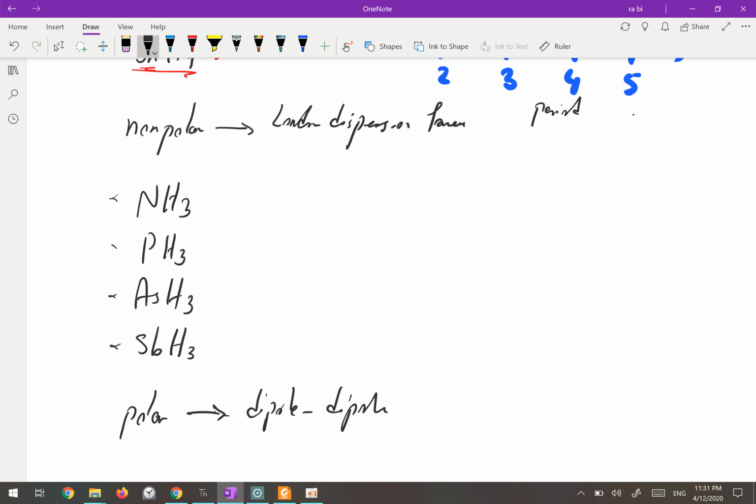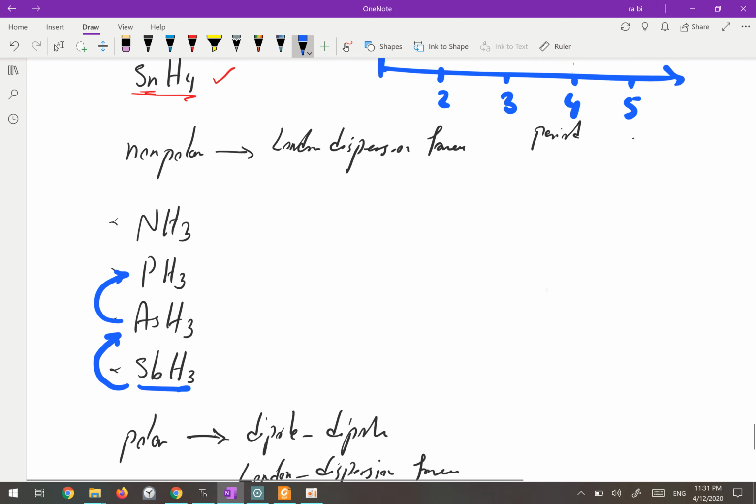At the same time, they have London dispersion forces, because the London dispersion forces are available between all types of molecules, and the London dispersion forces depend on the size. This one is bigger, more massive, so it has greater London dispersion force. Its boiling point is more than this one. The boiling point of AsH3 is more than PH3.